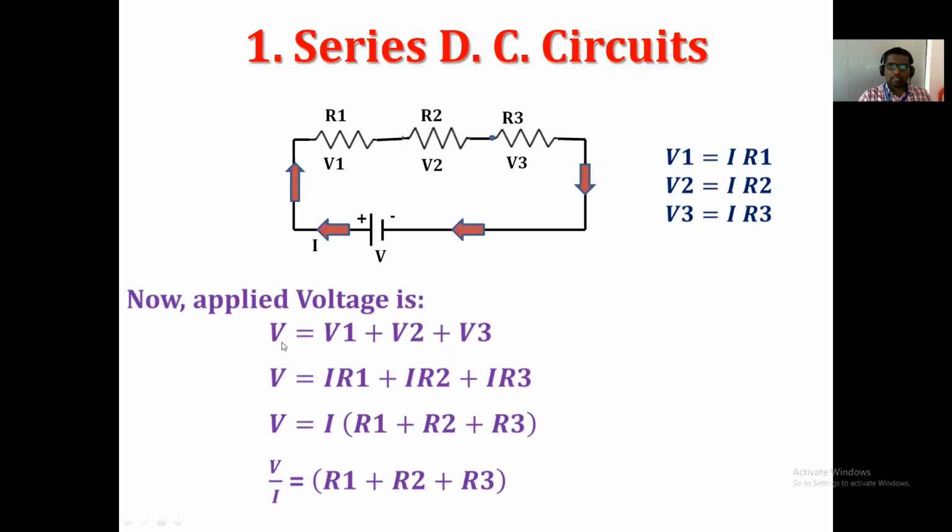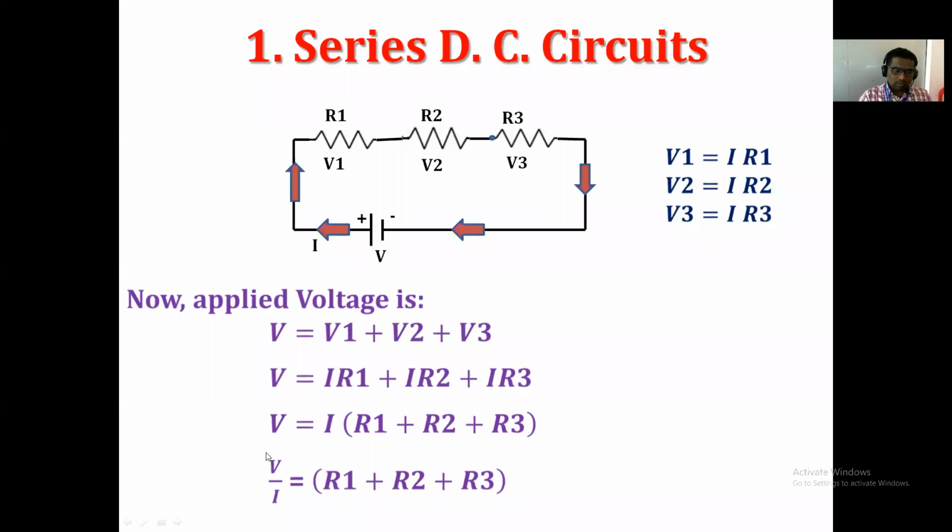That's why I can write the equation for applied voltage: V is equal to V1 plus V2 plus V3. Now let me put the value of V1, which is nothing but IR1, plus the value of V2, which is nothing but IR2, plus the value of V3, which is nothing but IR3. Now in this case, I is common, let me take it outside, so that in the bracket what remains? R1 plus R2 plus R3. Now when I transfer this I to the left hand side, it should be divided into the applied voltage. So on the left hand side, the ratio becomes total voltage or applied voltage divided by total current, which is equal to R1 plus R2 plus R3.